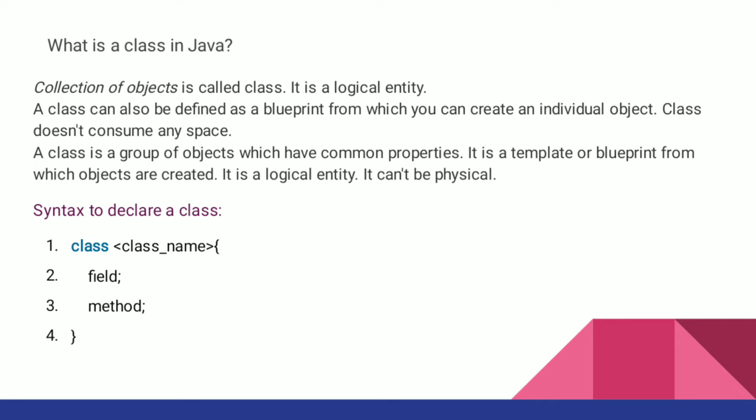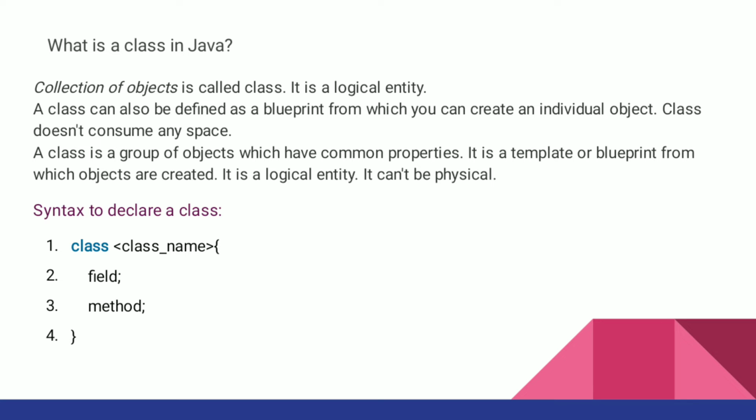Next is what is a class in Java. A collection of objects is called a class. It is a logical entity. A class can also be defined as a blueprint from which you can create an individual object. A class does not consume any space. A class is a group of objects which have common properties. It is a template or blueprint from which objects are created. It is a logical entity. It can't be physical.